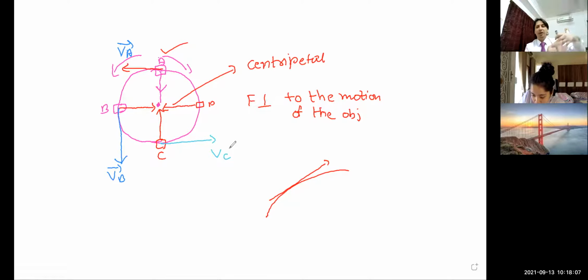Now, children, see here again, look at me. If I rotate this marker, and if I release it, suddenly the string breaks, what happens? I'm going to release it, and I will release it carefully so that it does not strike my laptop screen. When I release it, what happens with the object?